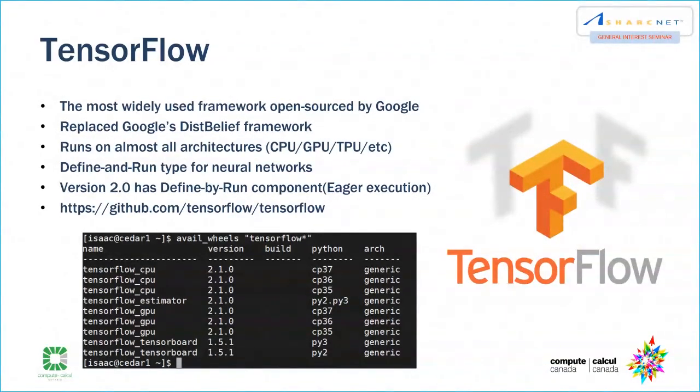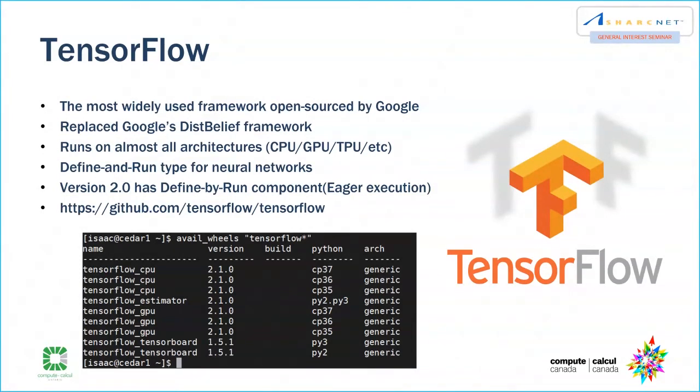It has a define-and-run type of programming idea, so you have to define the model first, and you run your model later. However, version 2, recently released last year, has define-by-run, which means whenever you have data, you define the problem and then run it. A component called eager execution is included in version 2.